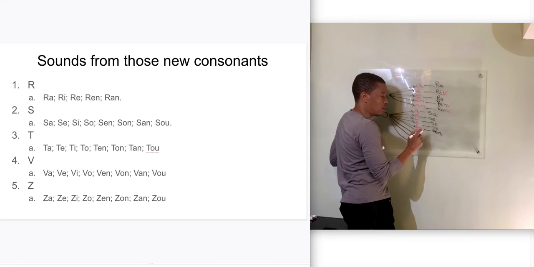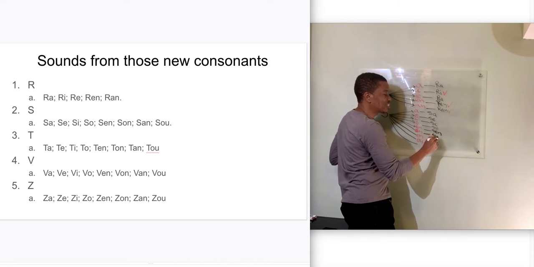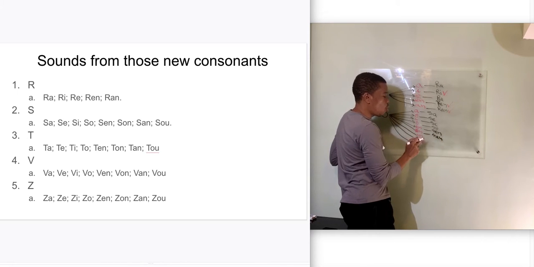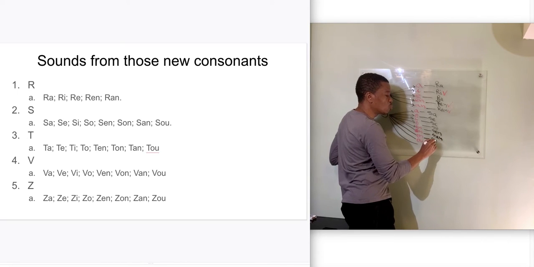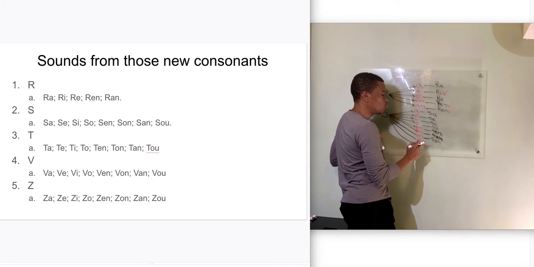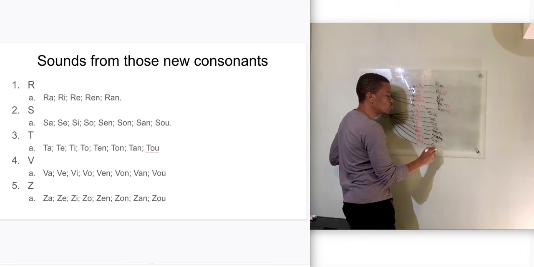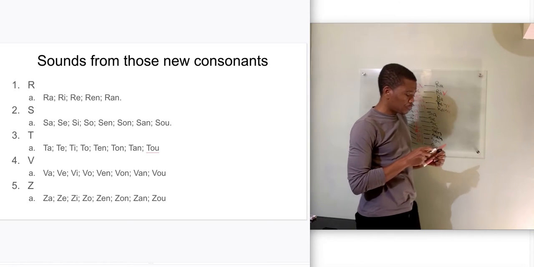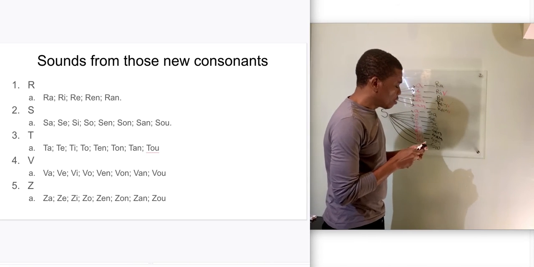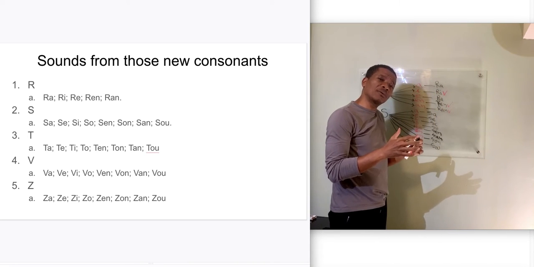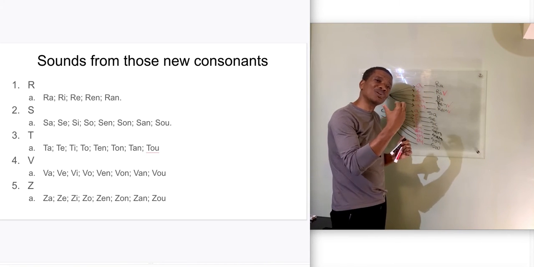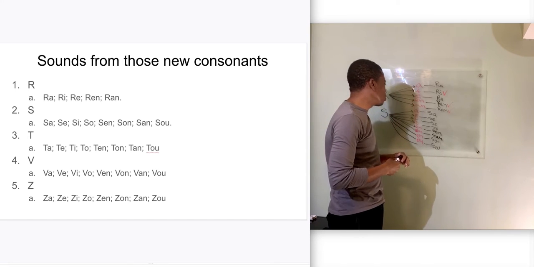S, an will give you san. S, on will give you son. S, ou will give you su. Now, when you break them down like this, it helps you pronounce better. So that's what we're doing here.